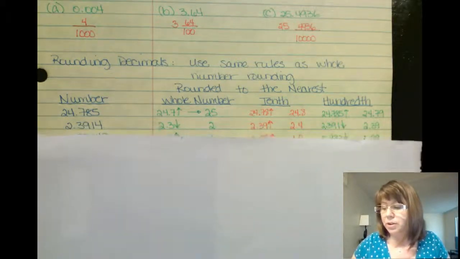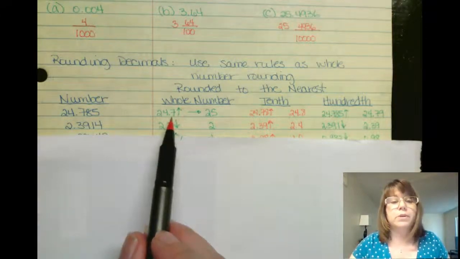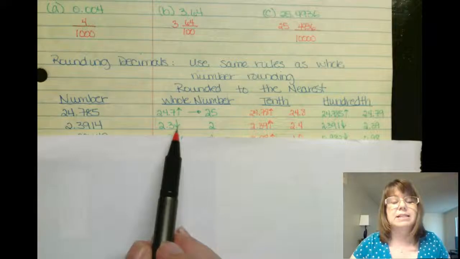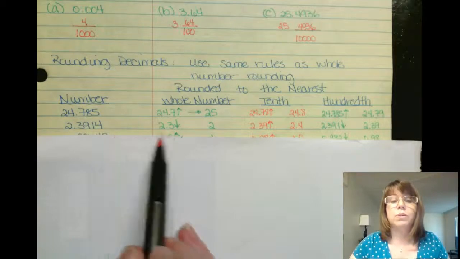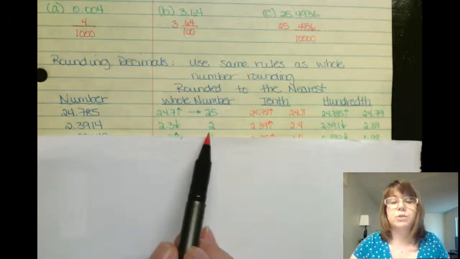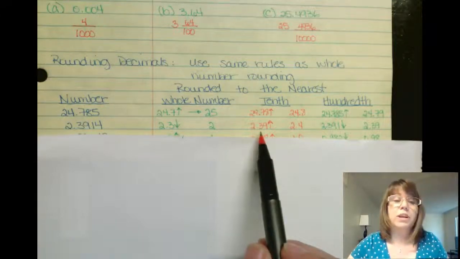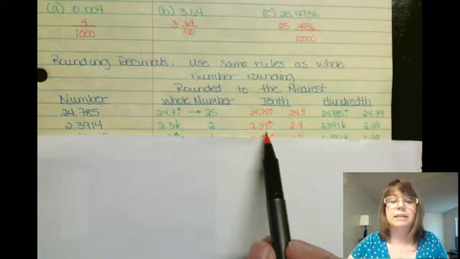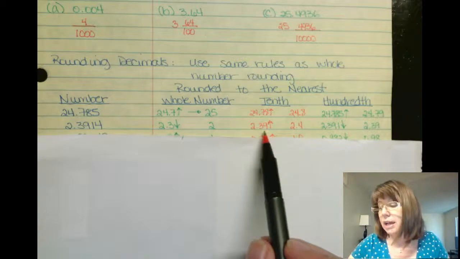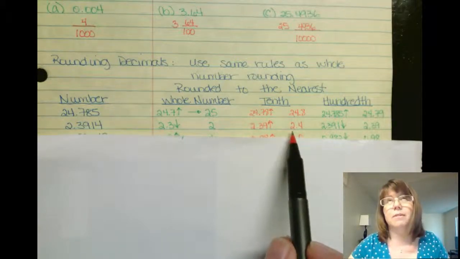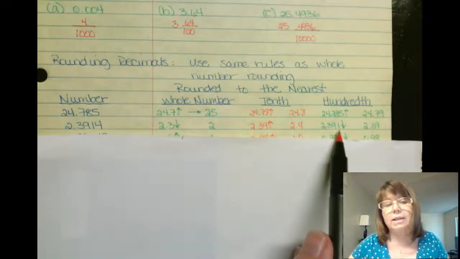Let's try another number, 2.3914. Well, for the whole number, we look at the 3. 3 is less than 5, so we'll round to 2. For the 10th, we look at the 9, and since 9 is greater than 5, we round up. So 2.39 will round to 2.4.